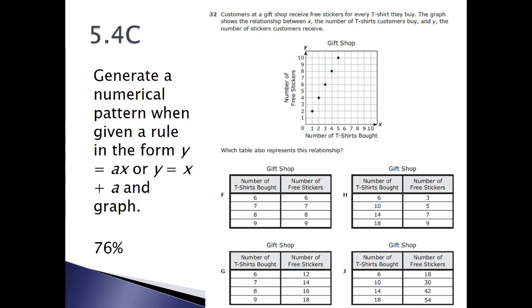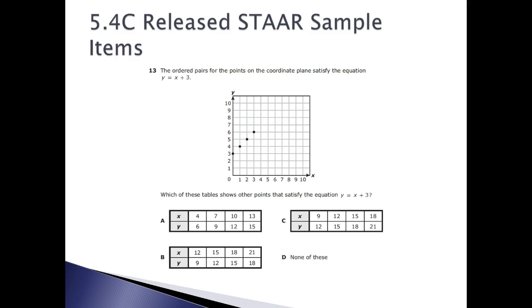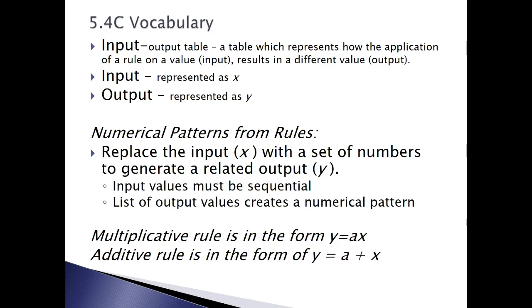Here's another item with 5.4c. Notice the kids do have to be able to read the graph. That's why we have to now go to Module 14 and learn about graphing. And here's a released item. Notice the tables are going horizontally on this one.